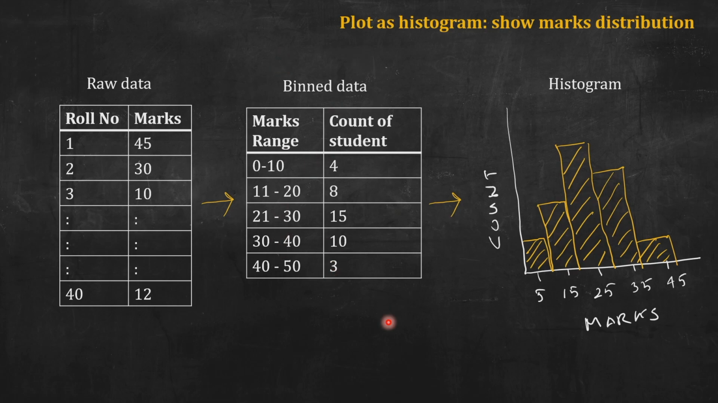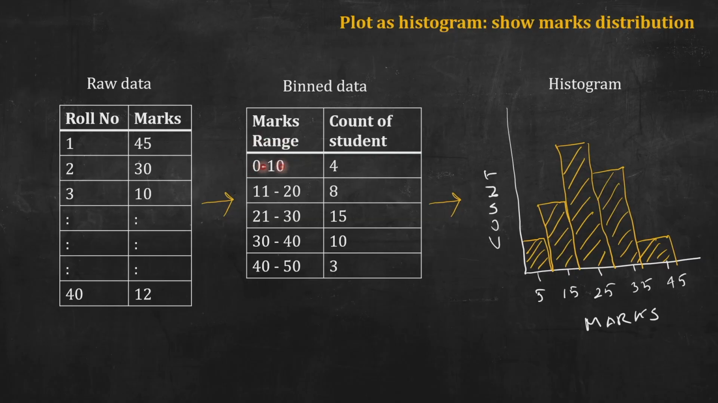Now, I have these two variables: marks range or bins, and the count of the students in each of these bins. Now, I will create a bar plot for this pairwise data. What I will do is take the middle point of each bin, right, the midpoint of each bin. For example, for 0 to 10, the midpoint will be 5. So, for 5, I will put a bar of height 4, and that is what I have done in this histogram. Then 15 is the midpoint for the second bin, marks 11 to 20, and I have created a bar there of height equal to 8. In this way, I have created all the bars.